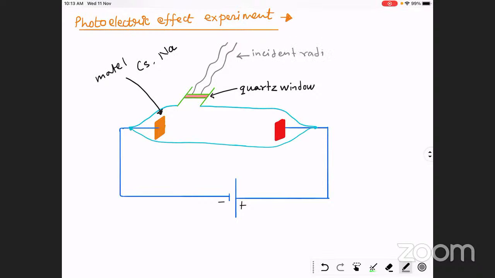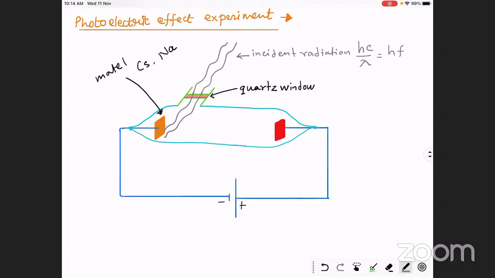This is incident radiation and it has energy as hc by lambda, and we can represent its energy by this also, hf, where f is frequency and lambda is wavelength of incident radiation. If this radiation is strong enough, then only it will enter and it will fall on the metal surface. Understood, bacho?